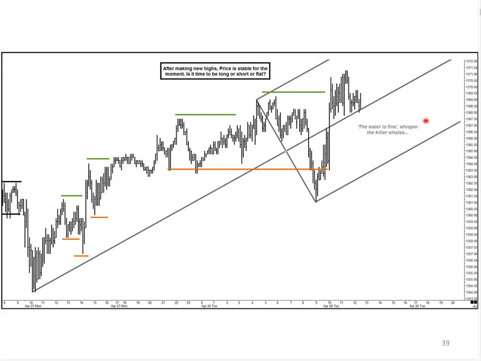Now, I have an 11-year-old daughter. I've got people saying long. I've got people saying short. There's a smart one. Doug says flat. Paul says stay out. I have an 11-year-old daughter. She loves Microsoft presentations. She's a master at them, and she also draws very well. So let me just drive this home for you. The water's fine, whispers the killer whales.